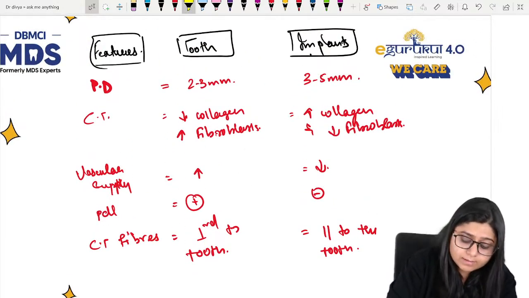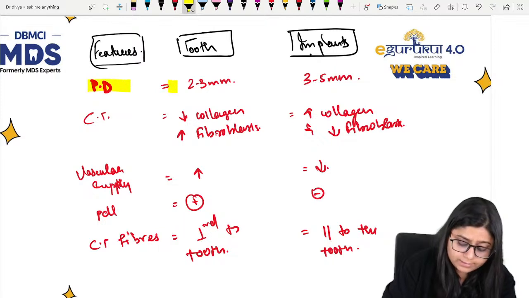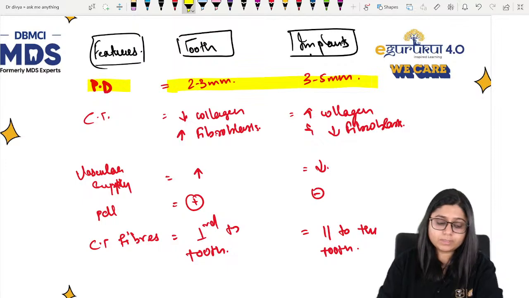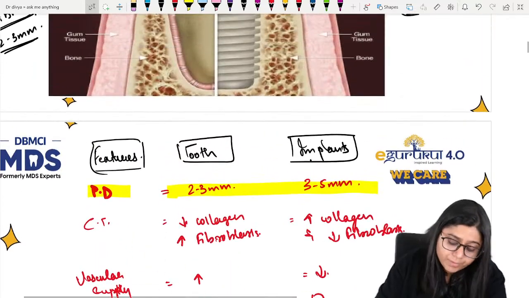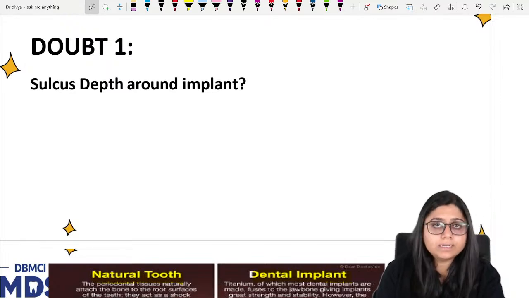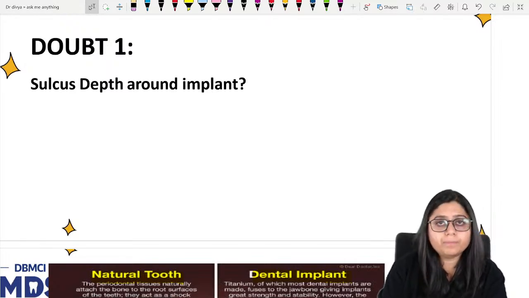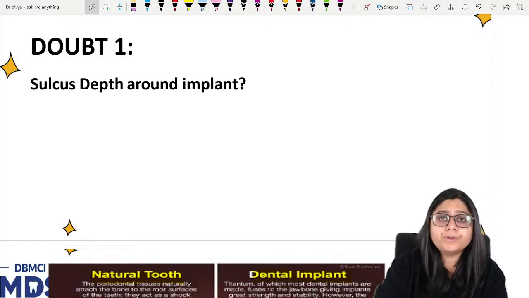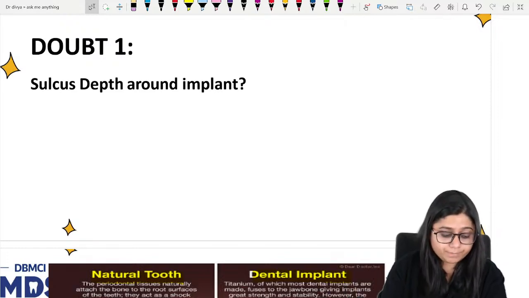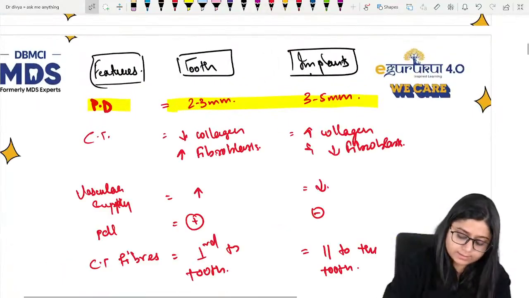In this, guys, the pocket depth is important for you all to remember for MCQ purposes. Okay, so I hope now it is clear that the sulcus depth around the dental implant is 3 to 5 mm. Or you can say 2.5 to 4.5 mm, but it will be in this range only. Okay, now let us see the second doubt.